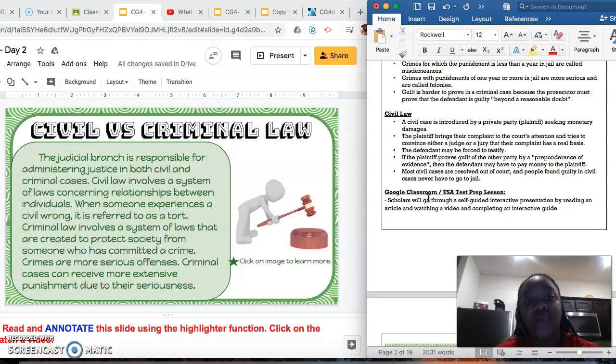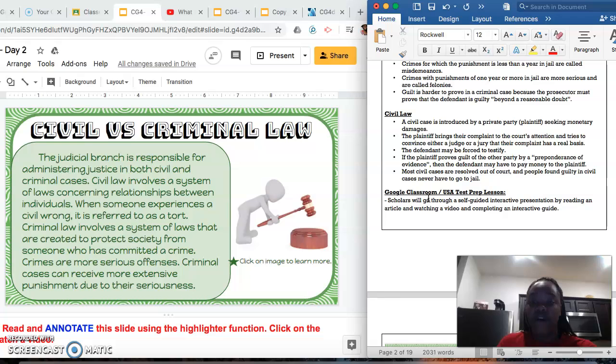Now, if you look at your presentation for today, I am going to quickly go through it so you know what is expected of you for each slide. So on this first slide here, you are going to annotate it and click on the image. This slide reads, the judicial branch is responsible for administering justice in both civil and criminal cases. Civil law involves a system of laws concerning relationships between individuals. When someone experiences a civil wrong, it is referred to as a tort.